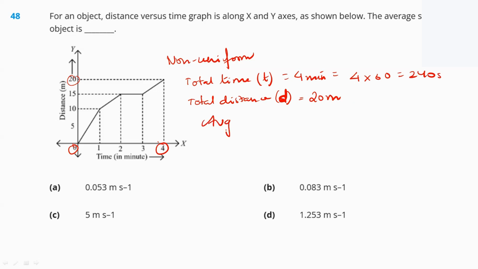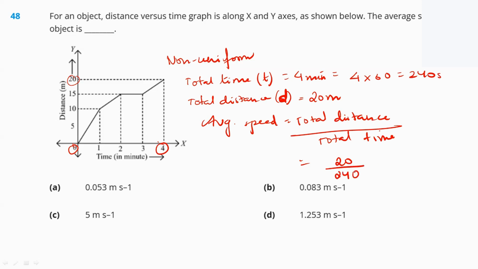So average speed is how much? Average speed is total distance divided by total time taken, right? Total distance is 20, and total time is 240. If you calculate, you will get 1 by 12 meter per second. If you divide it, you will get the answer as 0.083 meter per second. So option D is our right answer for this question.